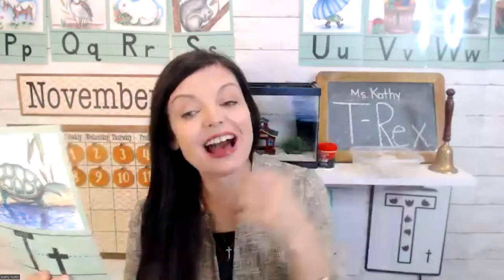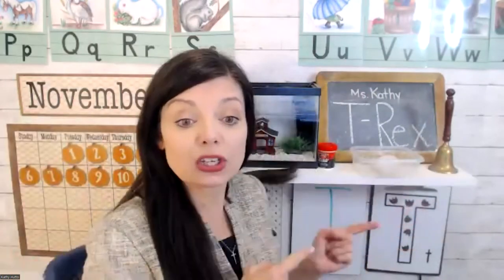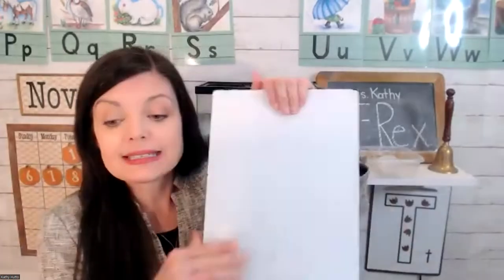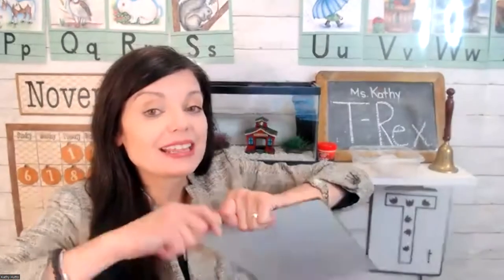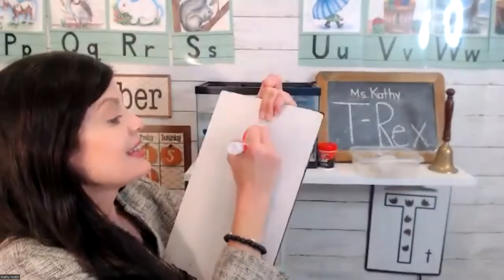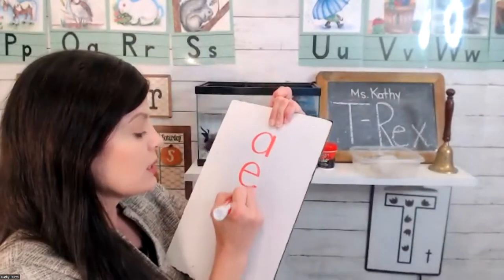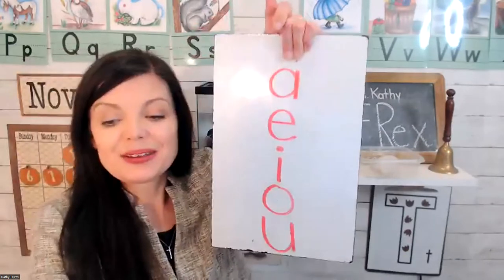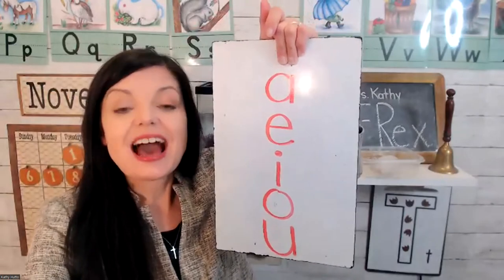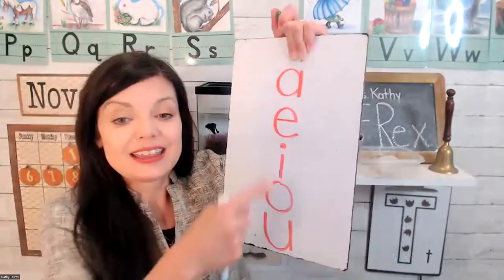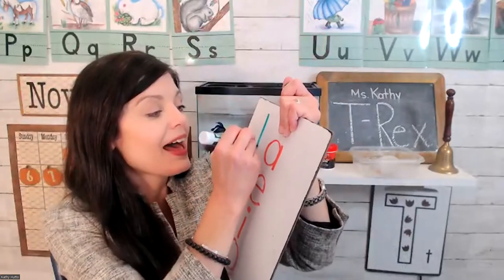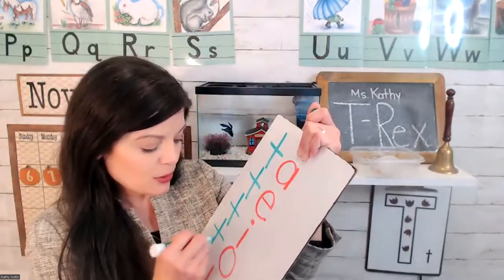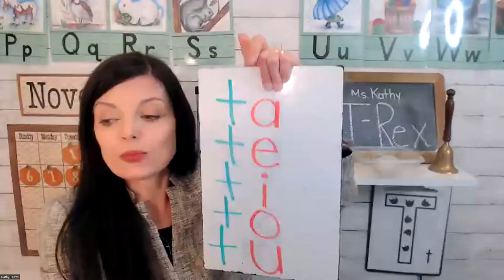Like a ticking clock. Well, now that we know that sound, we're going to use it to blend and read some real words today. You can help me sing the vowel song if you want to. It goes like this. A, E, I, O, U. These are the vowels. Well, we're going to put letter T in front of each of these vowels, and we're going to do some blending and reading.